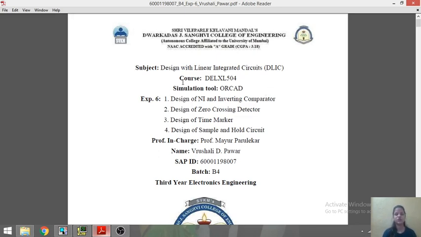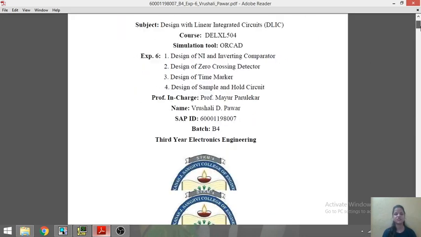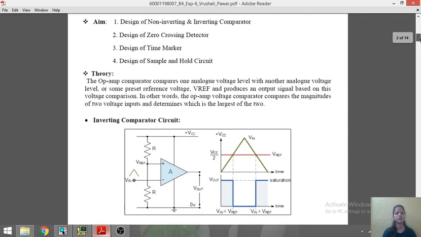So the simulation tool which I use here is ORCAD. First I will explain the theory about this experiment, then we will simulate our circuit in the ORCAD software. So the aim of this experiment is to perform these 4 parts.